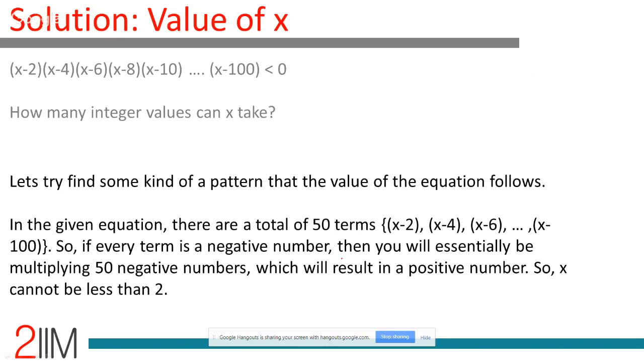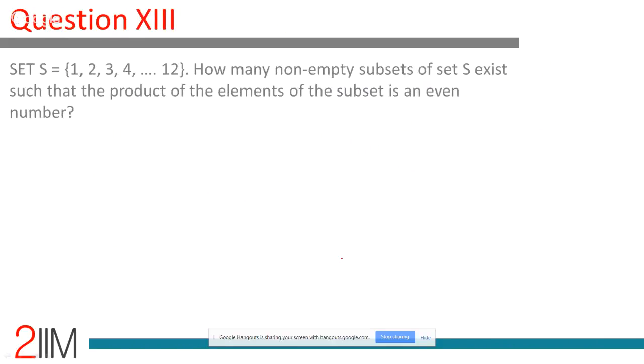What about the next question? How many non-empty subsets of set S exist? Set S is the set of all elements such that the product of the elements of the subset is an even number. Take about 30 to 45 seconds. Think about this question, give it a go, and then we'll discuss this. How many non-empty subsets of set S exist such that the product of the elements of the subset is an even number?